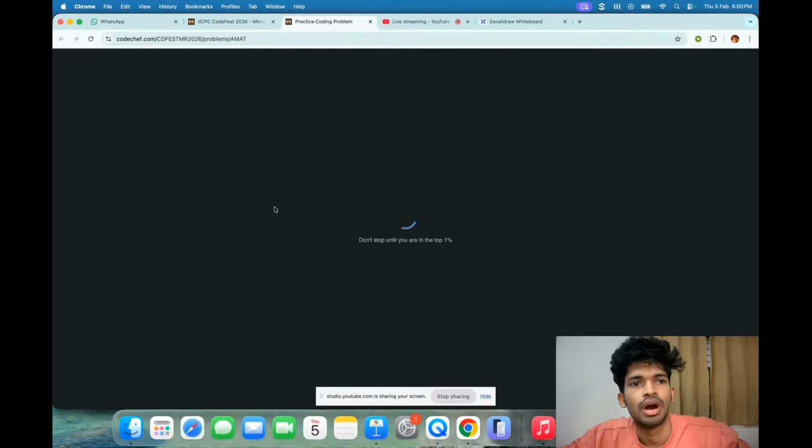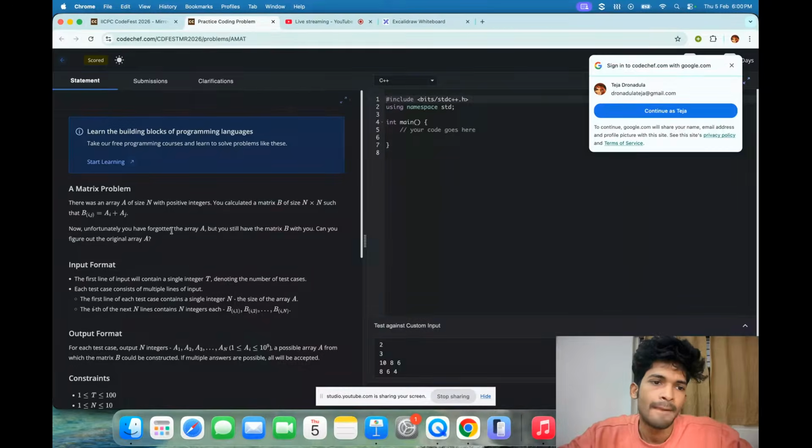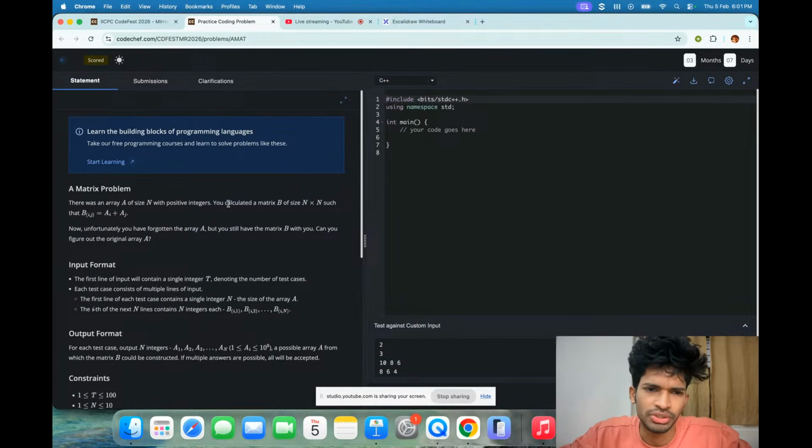A matrix problem. How do we pronounce that? Matrix or matrix? Matrix. There was an array A of size n with positive integers. You calculate a matrix B such that B_ij equals A_i plus A_j. Unfortunately, you have forgotten the array A, but you still have the matrix B with you. Can you figure out the original array A? So we have to figure out that.